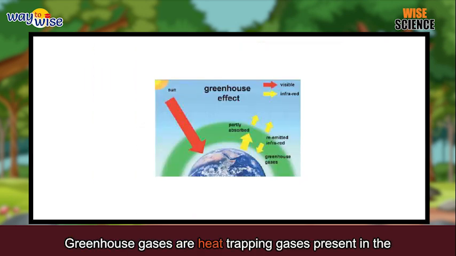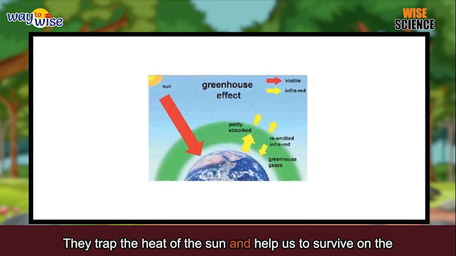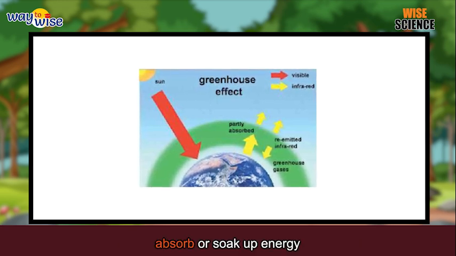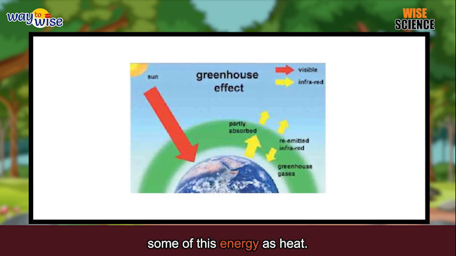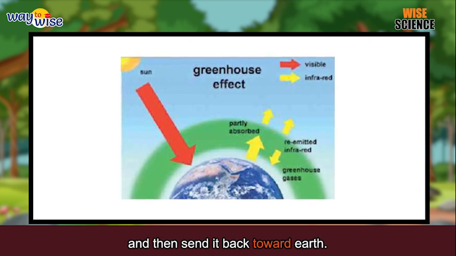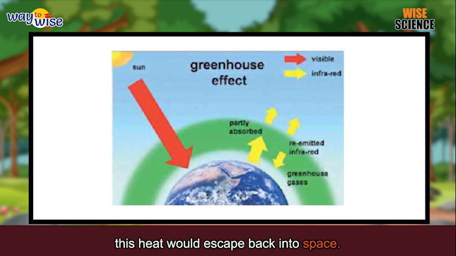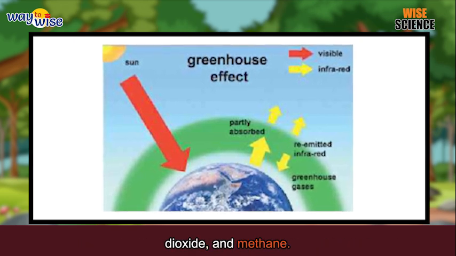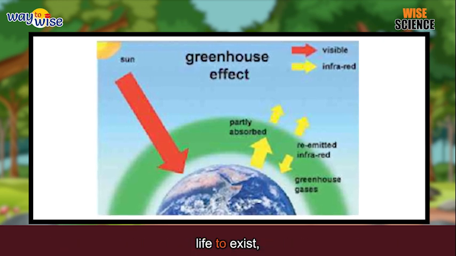Greenhouse gases are heat trapping gases present in the Earth's atmosphere. They trap the heat of the sun and help us to survive on the Earth. Land, oceans, and plants absorb or soak up energy from sunlight. They release some of this energy as heat. Greenhouse gases absorb the heat and then send it back toward Earth. Without greenhouse gases, this heat would escape back into space. The most common greenhouse gases are water vapor, carbon dioxide, and methane. Without the greenhouse effect, the Earth would be too cold for life to exist.